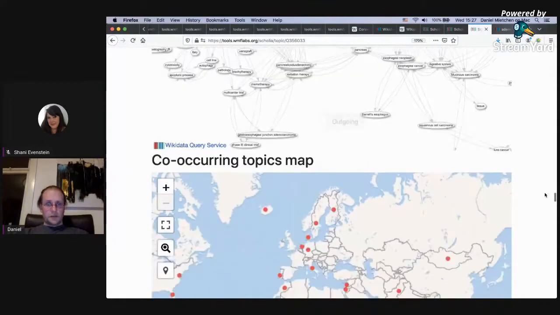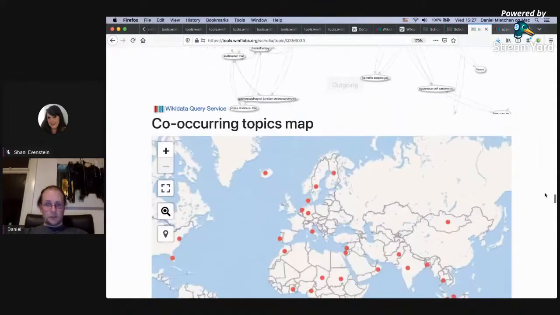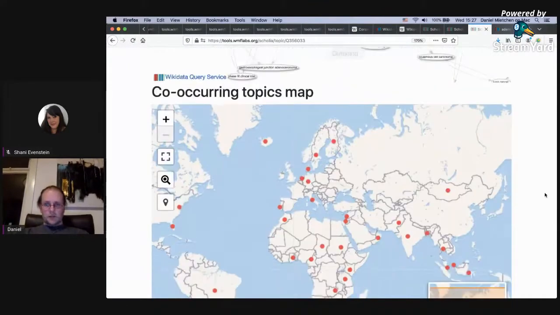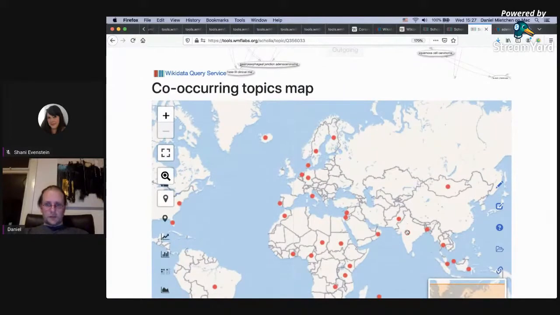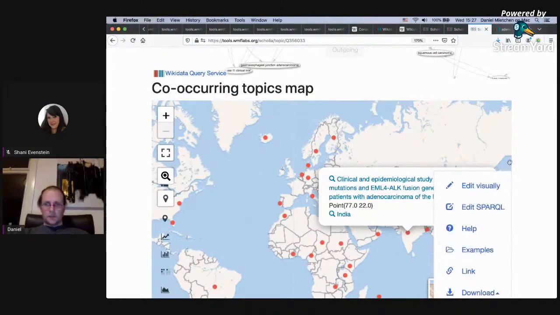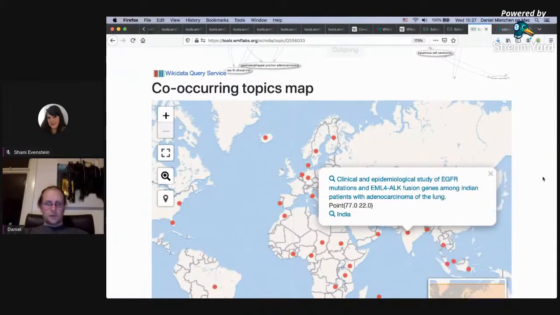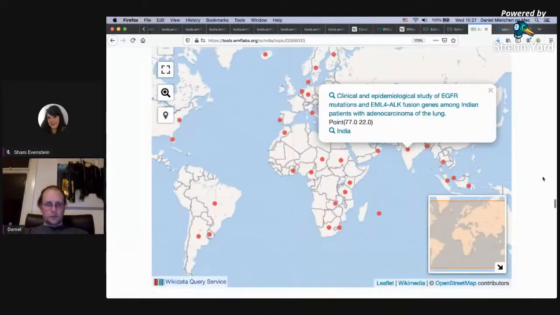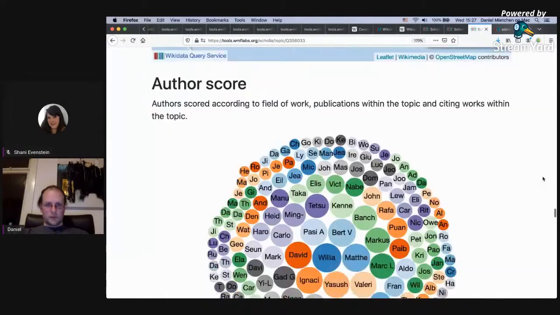And some of those co-occurring topics actually have a geolocation, so you can plot them on a map. And so, for instance, you have here something in India. Let's see what this is. You can have Indian patients with adenocarcinoma of the lung. Yeah, so that's a sample entry that gives you an idea of the kind of papers that might be published with a relation to India.